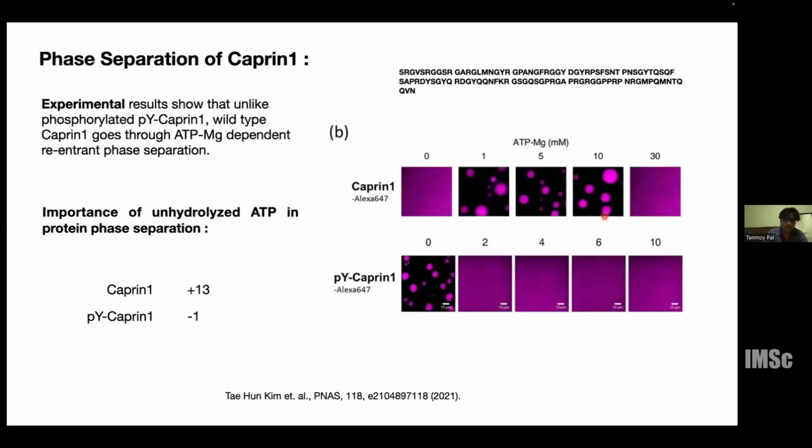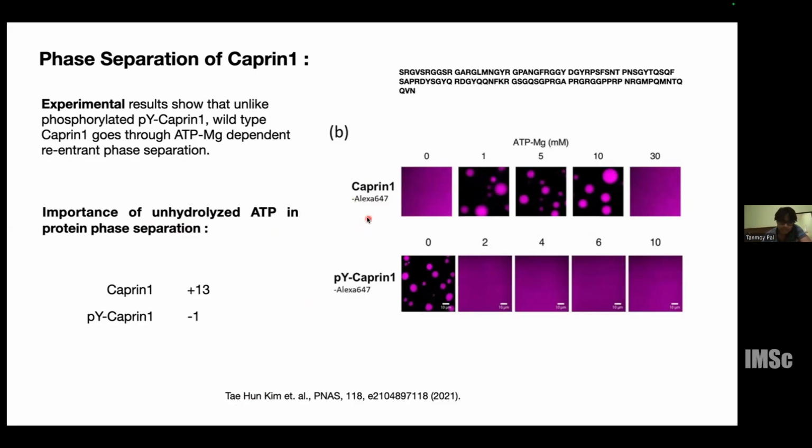So we tested our electrostatics-based theoretical models with an actual experiment. The experimental results came from, again, Julie Forman-Kay's lab, with lead author Taehun. The specific system was Caprin-1, and the main aim of this experiment was to show whether unhydrolyzed ATP affects phase separation other than providing energy through hydrolysis.